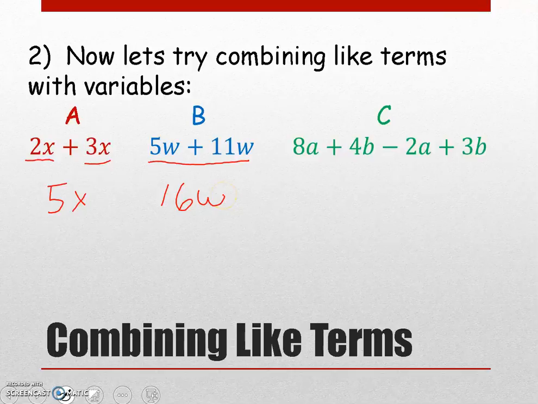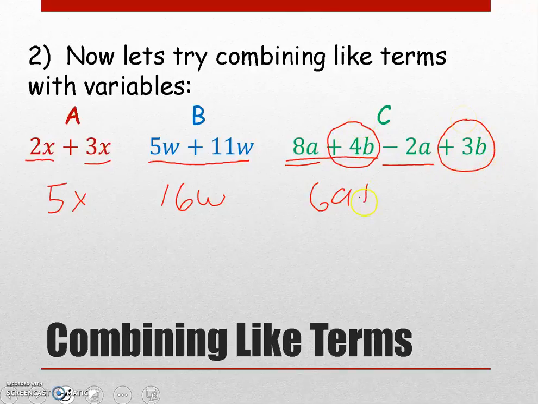It's a little bit different in part C because 8A's and 4B's I can't put together. That's like the bananas and the apples. But what I can do is this. I can take the 8A and combine it with the negative 2A. Well, that's 6 A's. I can also do this. Take the 4 B's and add it with the 3 B's, and that's 7 B's. And this is my final answer. I can't put those together because the 6 A's and the 7 B's are not like terms.